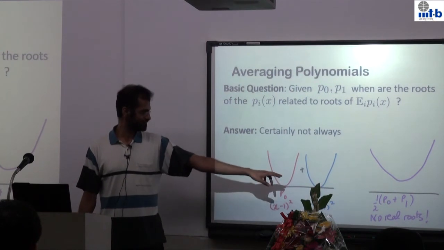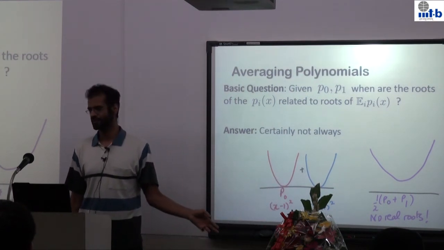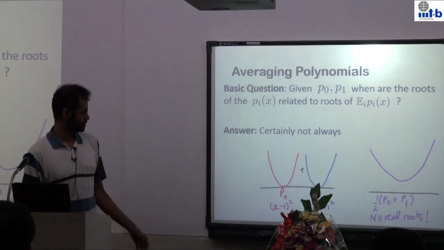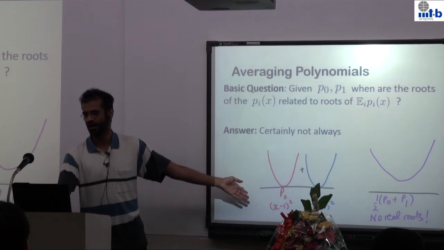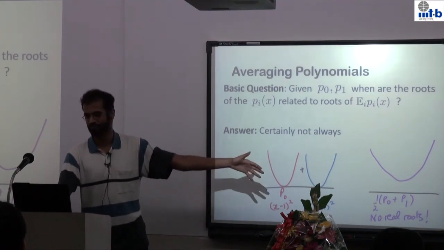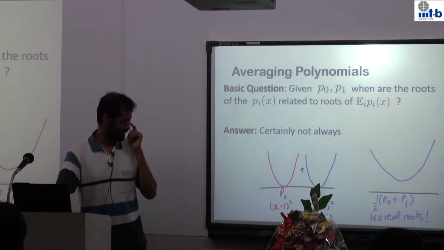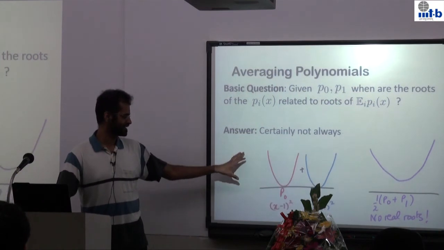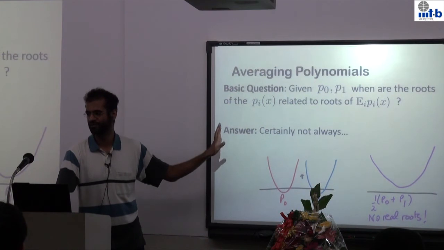So the roots of the average polynomial are actually not even real. You can just check that the average of these two polynomials is x squared plus 1, so the roots are i and minus i. So averaging polynomials doesn't even preserve real roots, let alone say anything nice about their locations. And most of the time, this is what happens. This is not a degenerate instance. If you pick two random polynomials, this is what will happen. You'll get some very weird roots.